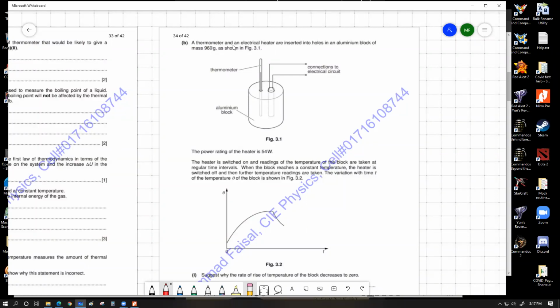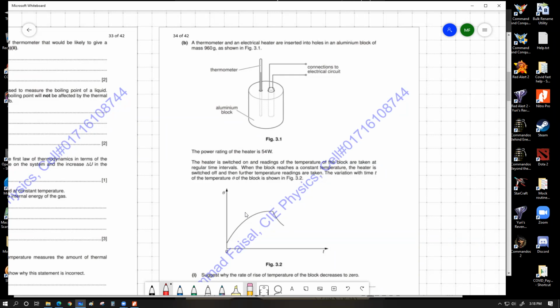A thermometer and an electric heater are inserted into holes in an aluminum block of mass 960 grams as shown in figure 3.1. There is no lagging around, no insulation around. The power rating of the heater is 54 watts. The heater is switched on and readings of the temperature of the block are taken at regular time intervals. When the block reaches a constant temperature, the heater is switched off and then further temperature readings are taken. The variation with time t of the temperature theta of the block is shown in figure 3.2.